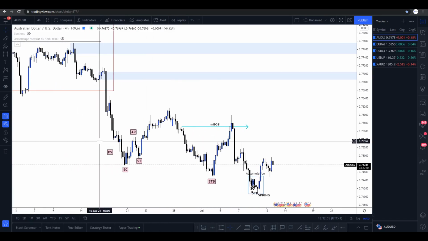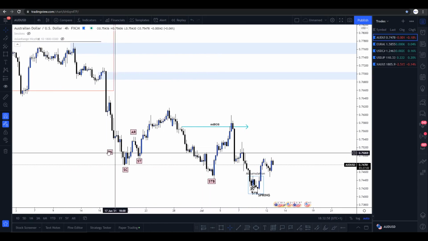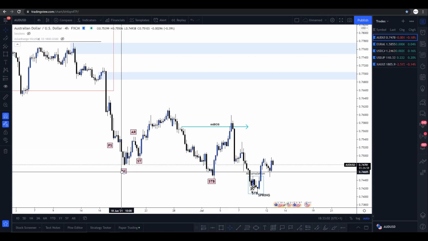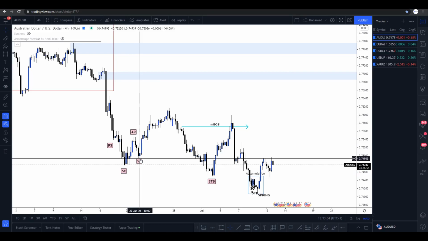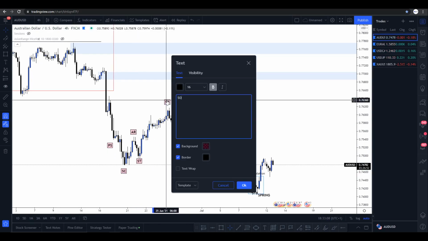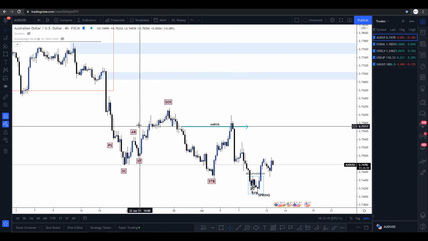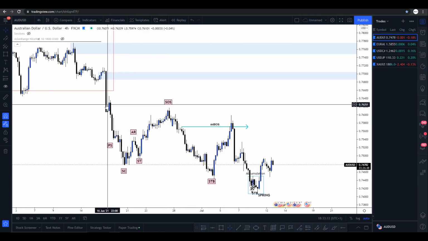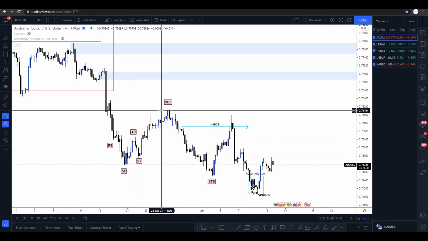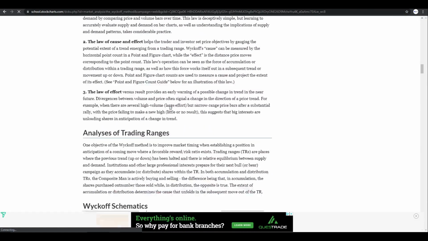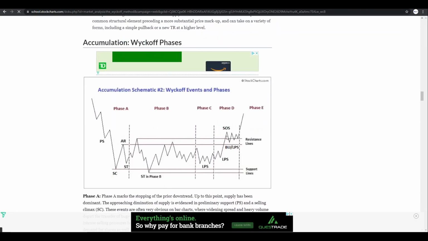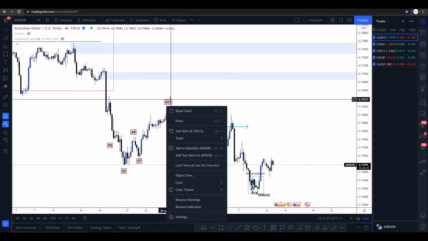Now on a higher time frame, we did see some type of Wyckoff happening. We saw this, the PS preliminary support, the selling climax, the automatic rally, the secondary test, and then I guess you could say this is your SOS, sign of strength. Not necessarily, because we didn't really break any strong structure, but we still had that nice bullish momentum push, right? Maybe this isn't the SOS.